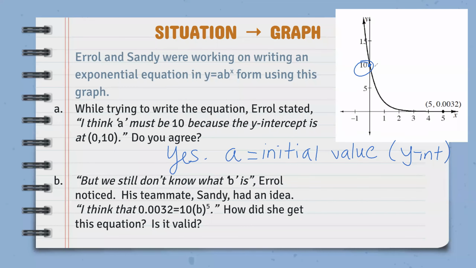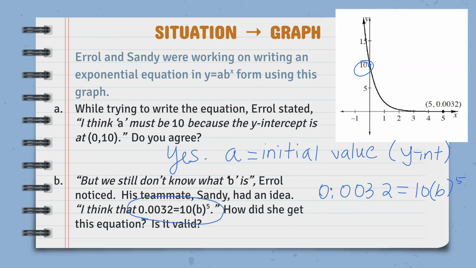His teammate Sandy had an idea. "I think that 0.0032 equals 10 b to the 5." How did she get this equation and is it valid? Pause this video and think about how Sandy got this equation.